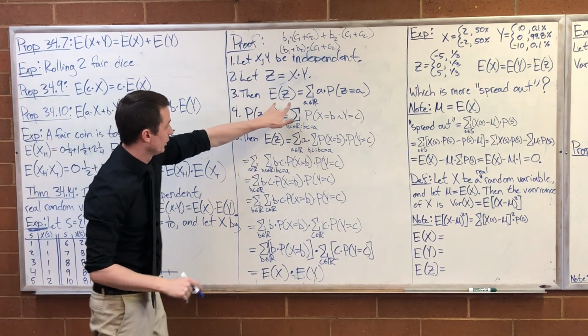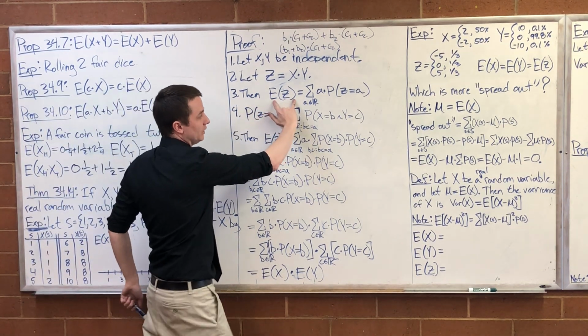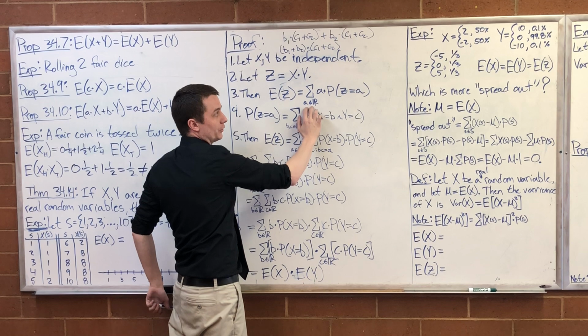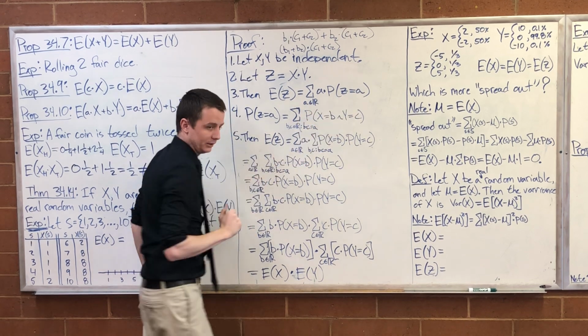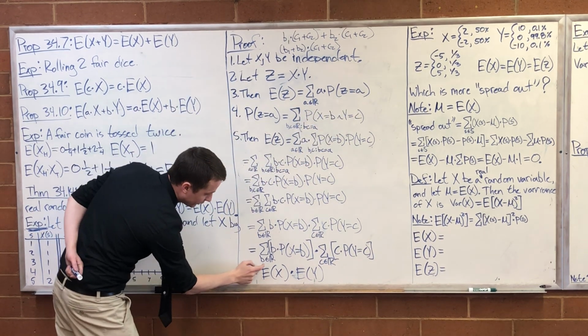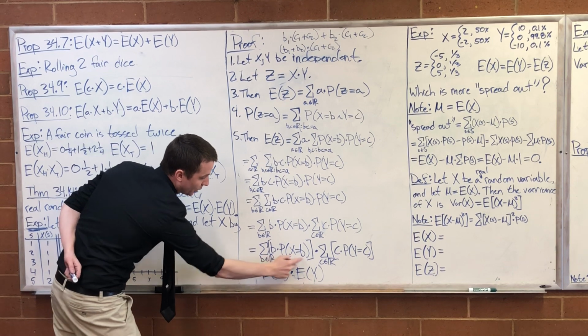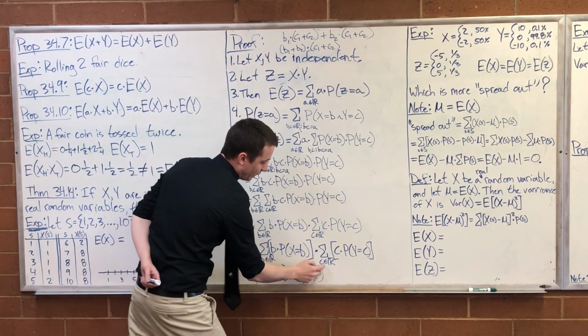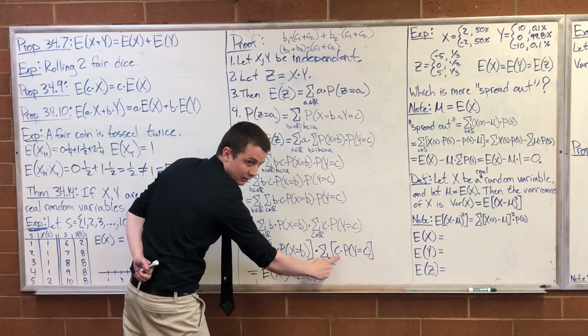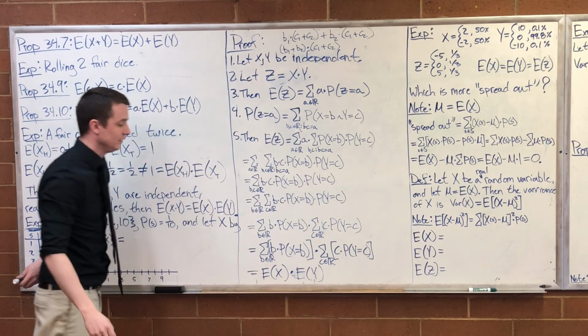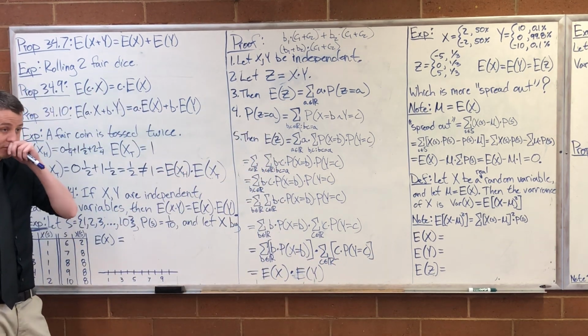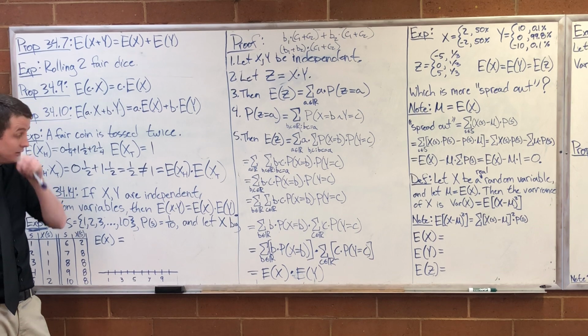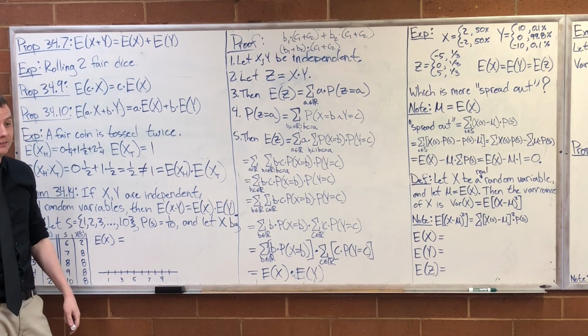Writing it the same way we wrote up here. Notice how we start out with the expected value of Z. It's the sum over all the real numbers of a times the probability that that thing gives you a. Here we have, it's the sum over all real numbers of b times the probability that that thing gives you b, times the sum over all real numbers of c times the probability that that thing gives you c. See all that? Mm-hmm. All right, nice dense proof.